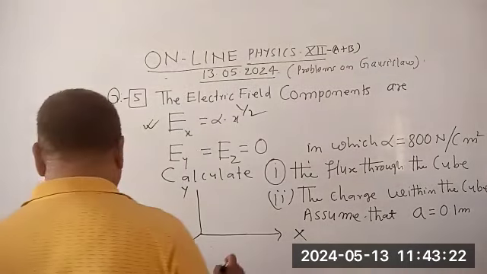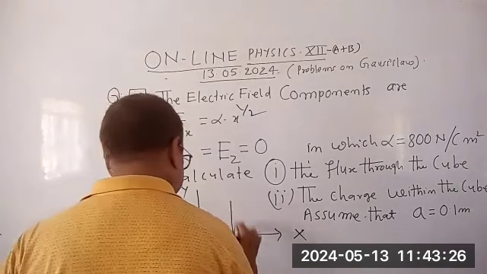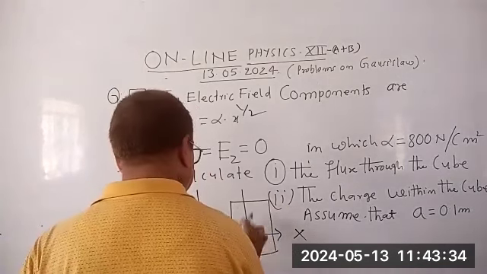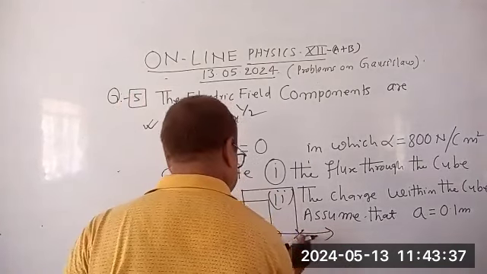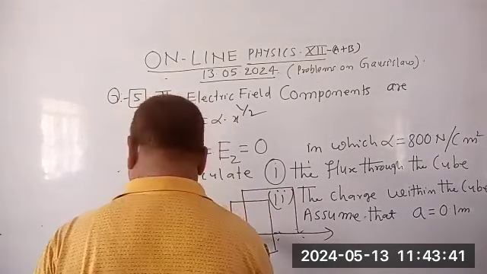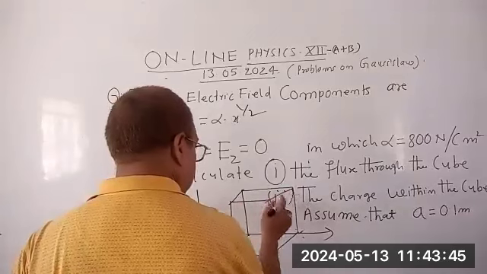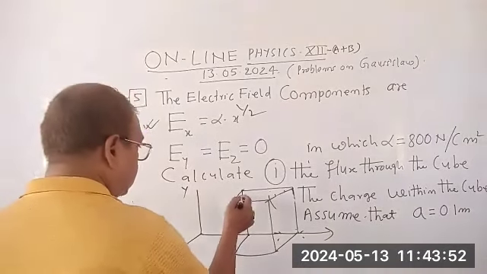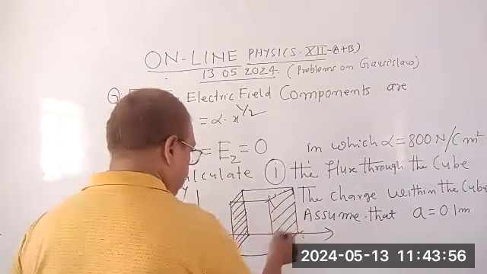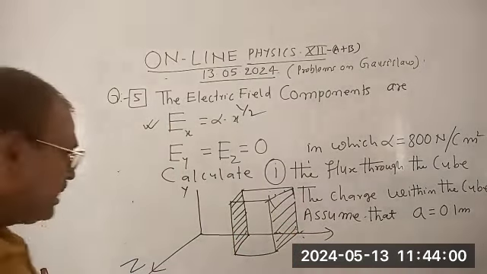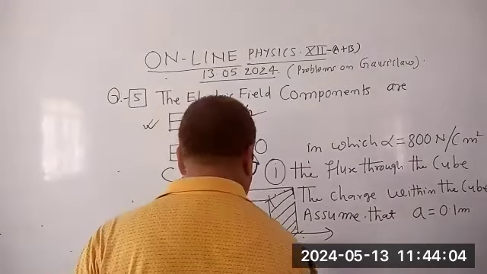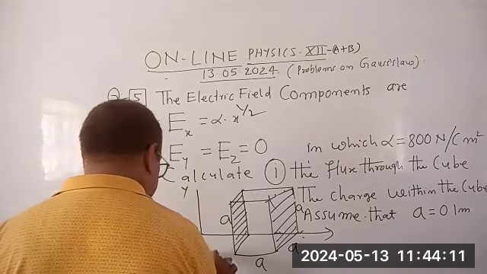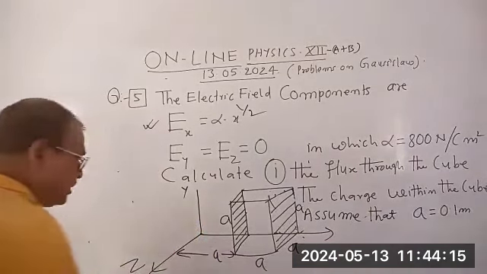Now the cube is here. Draw the axes. One cube is drawn. This is given in the problem. For each side of the cube, the length is a, small a. And the distance of the cube is also a from the third axis.